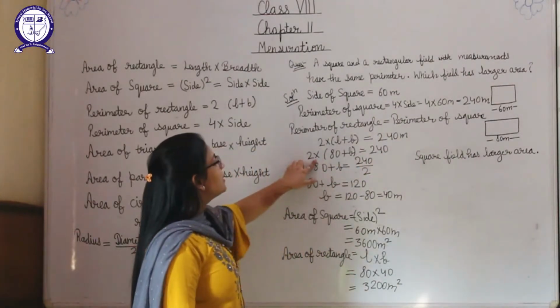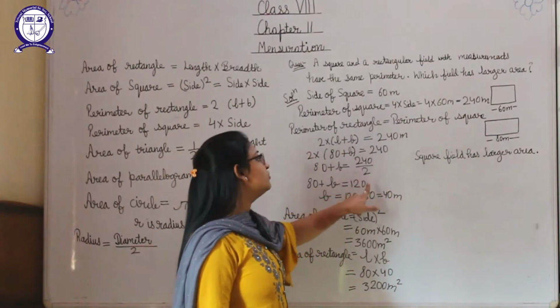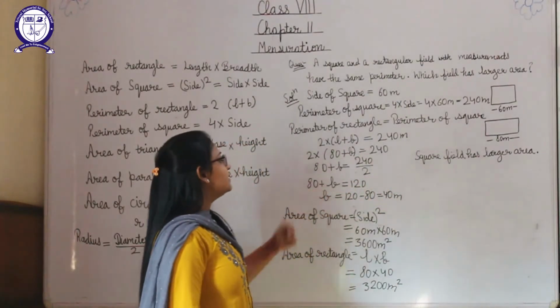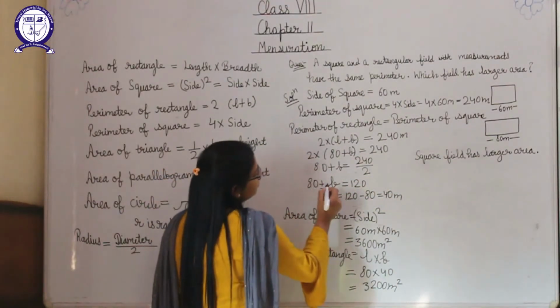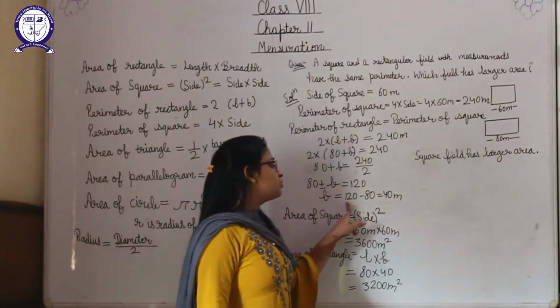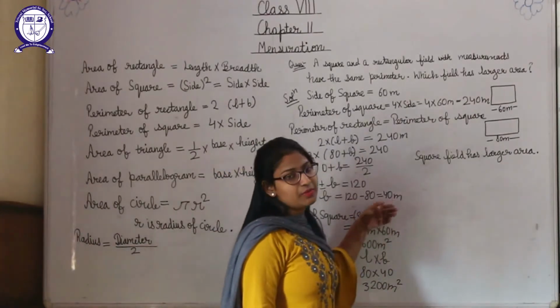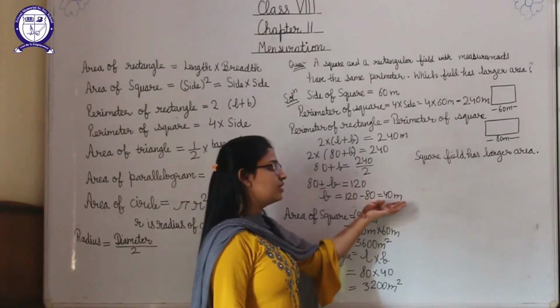Now this 2 is in multiplication, so on that side it will be divided. So 240 divided by 2 will be 120, and here this 80 is in addition with b, so on that side it will be subtracted. So breadth is equal to 120 minus 80, it will be 40 meters. It means the breadth comes out to be 40 meters.